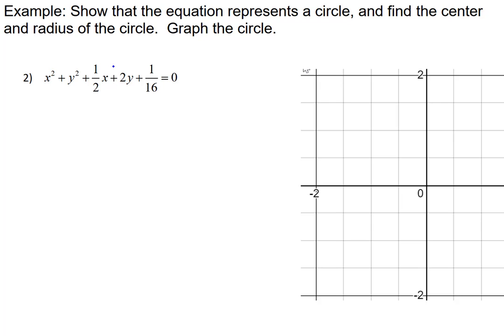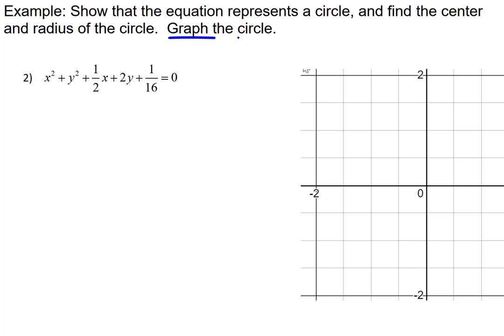Next, let's look at an example where we want to show that the equation represents a circle, and then find the center and the radius of the circle to do that. And then after that, we'll graph the circle. Now, the reason it might make sense to show that this equation actually does represent a circle is that it's not in the standard form we just reviewed.